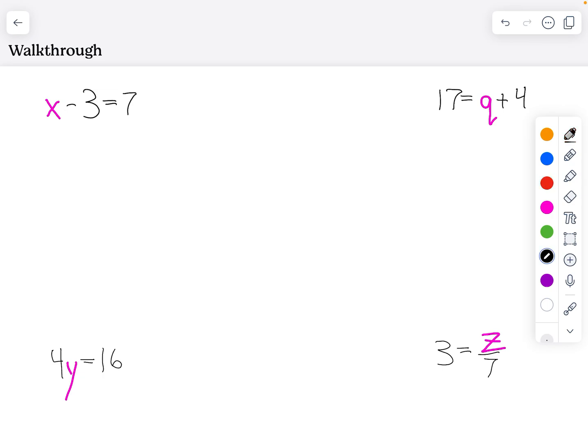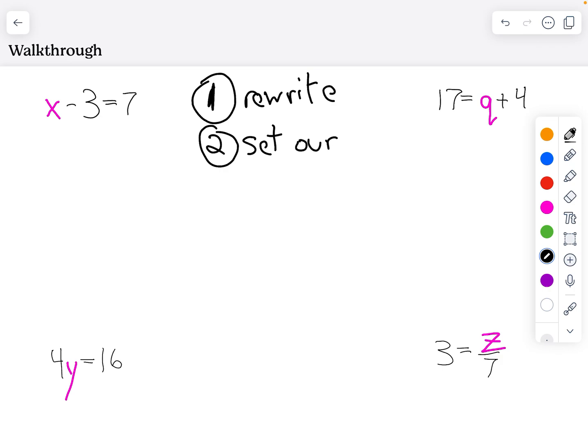So we got a couple rules here. Here's how to solve equations. First thing you do is rewrite the equation. Second thing we're going to do after we rewrite is set our goal, because all things need a goal. Anything you want to accomplish, you need to have that goal. You need to articulate it.